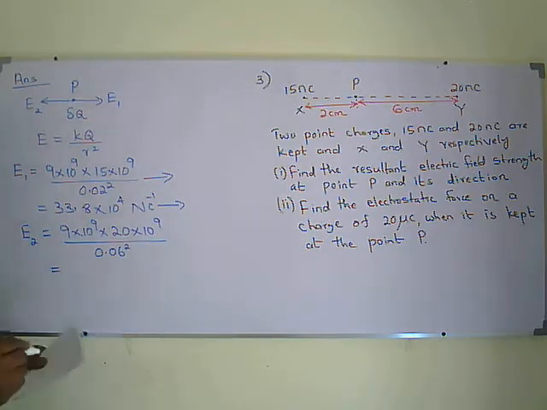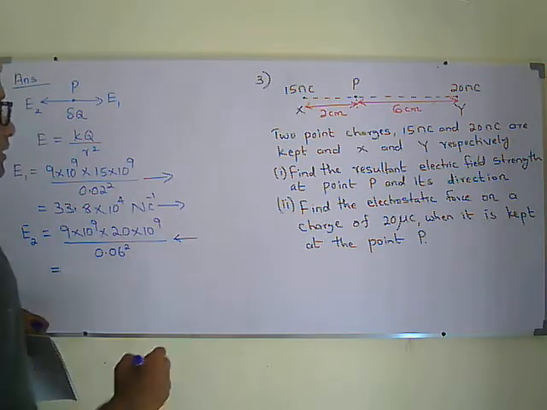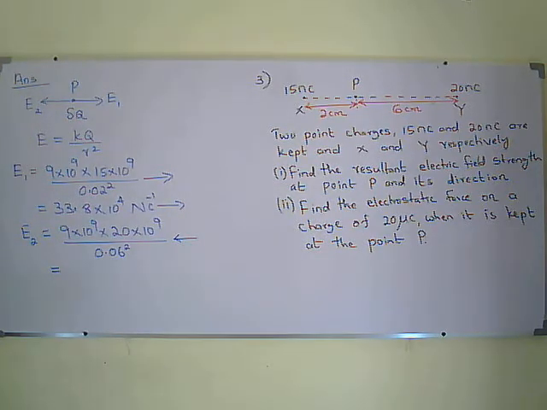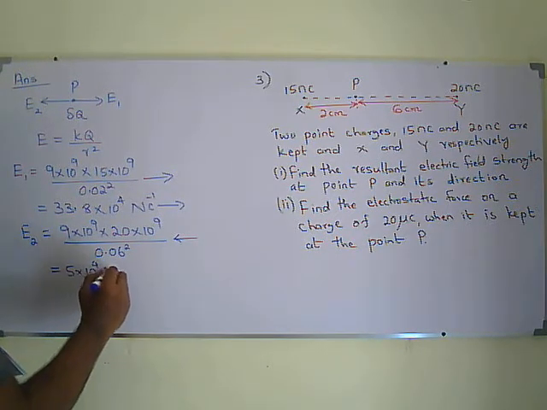So solve it. The direction will be E2, towards left. If I solve that, I'll get 5 into 10 to the power 4 Newton per Coulomb.